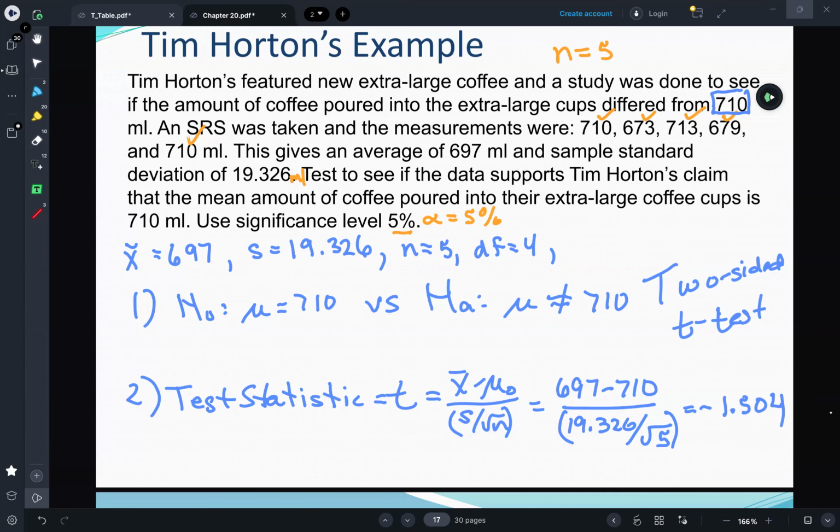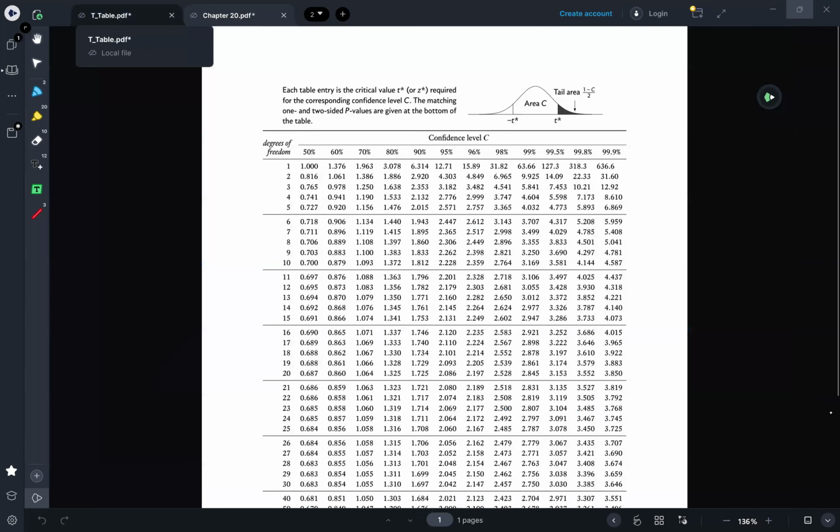So we go to the degrees of freedom, which is 4. Degrees of freedom equaled 4. And our test statistic, it wasn't a star. It was just a regular t. The t stars are what go into the confidence interval. Just the regular t is the test statistic. And it was 1.504. Where does that fall in that row for 4?